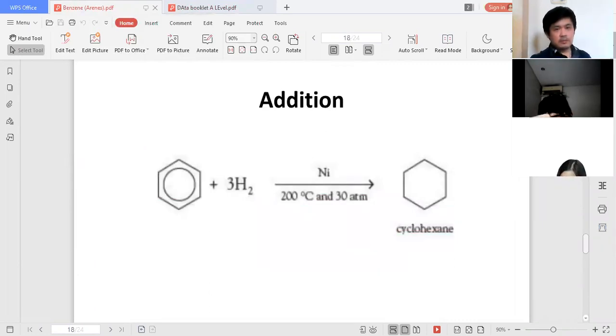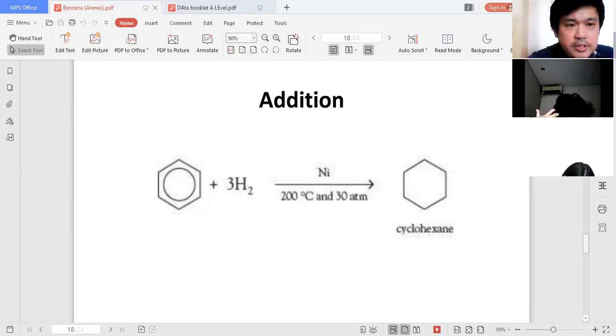Besides substitution, benzene undergoes addition reaction. It is the same reagent and catalyst as alkenes. The reagent is hydrogen gas, catalyst nickel. The difference is the condition. For benzene, the condition has to be harsh, a strong, extreme condition. What is the extreme condition? 200 degrees Celsius, the same.